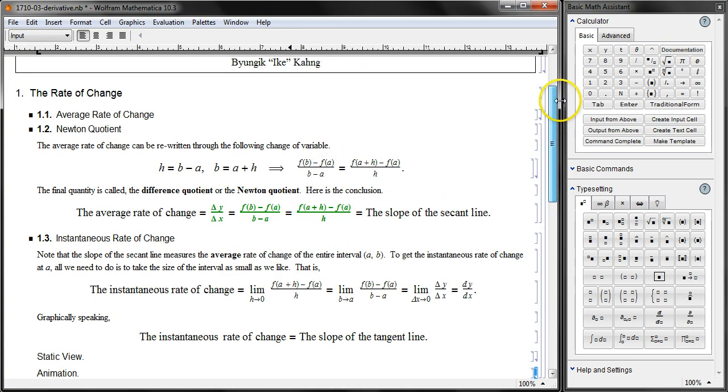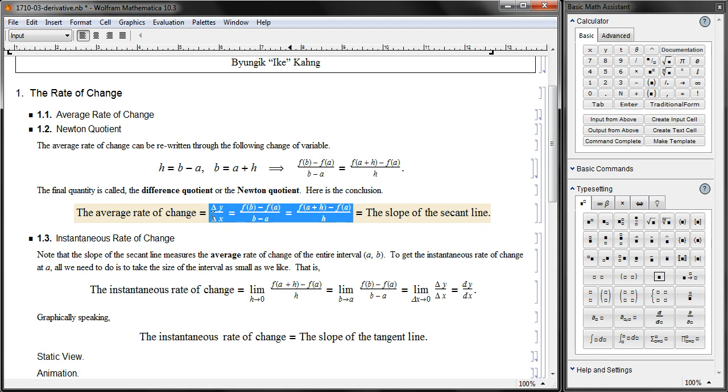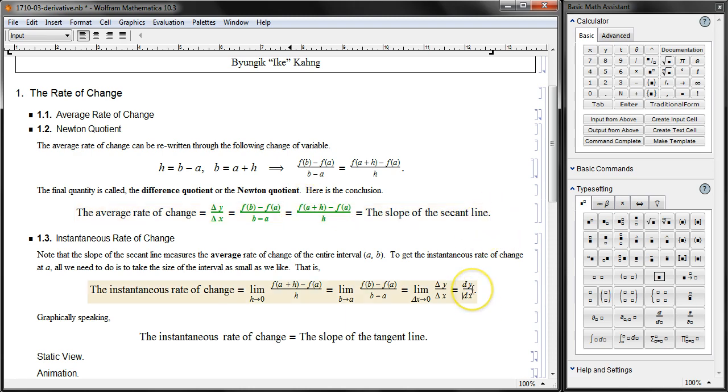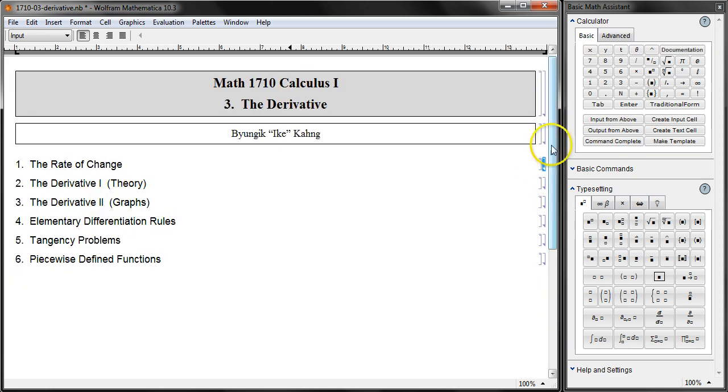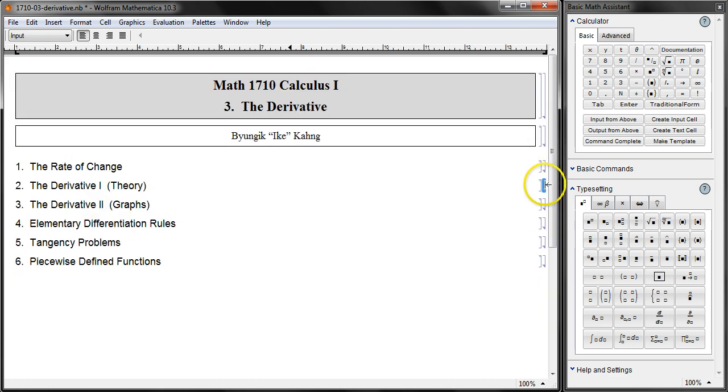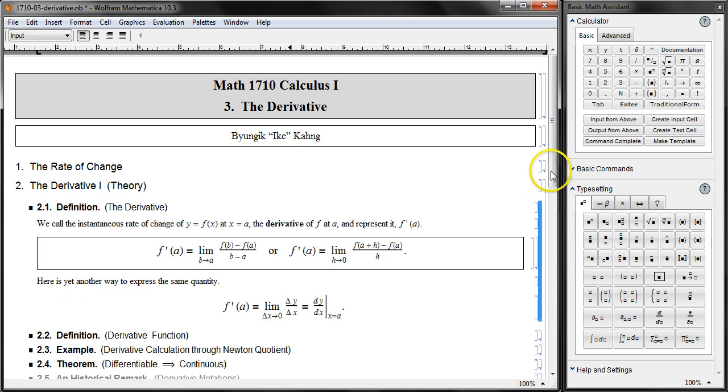Okay, so much for the rate of change. Three different but equivalent expressions of average rate of change: computational formula for the average rate of change, Newton quotient, and the limits. We discussed all those. Now, let's go over to the definition of the derivative, and that's where we're going to stop.